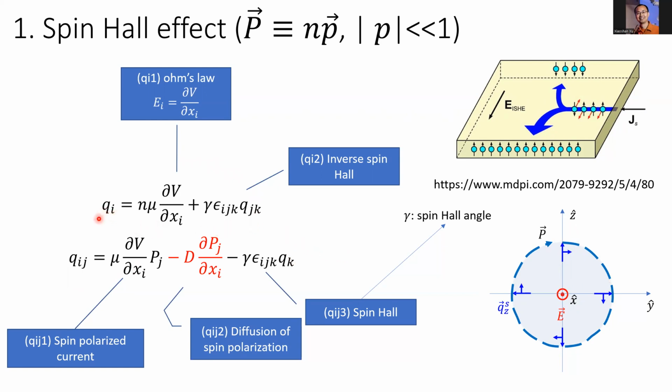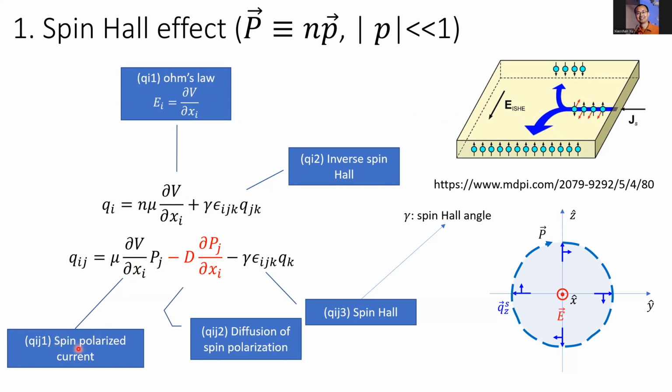So if we look at the charge current, we have 2 terms. First term is Ohm's law, partial V over partial x, basically electric field, and this is basically conductivity. Then this is the inverse spin Hall effect. Related, of course, we have the spin Hall effect, and for spin current, we also have 2 other sources.